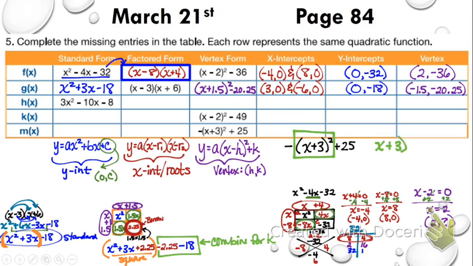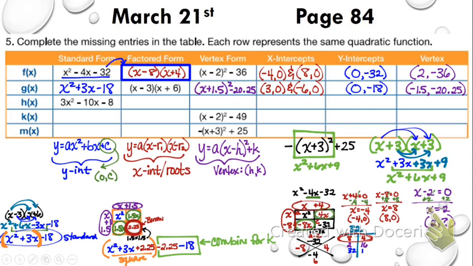X plus 3. What does it mean to square something? Multiply it by itself. That does not mean square the x and square the 3. If I multiply it by itself, I got to double distribute. So I'm going to do x times x. That gives me x squared. X times 3, 3x. And then I have to distribute here. 3x and 9. And then you combine the 3x's, that would be 6x plus 9. X squared plus 6x plus 9. That's what I got from squaring it.